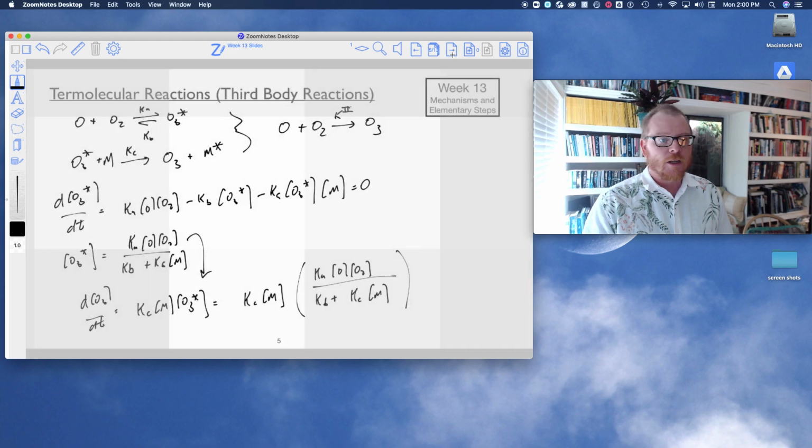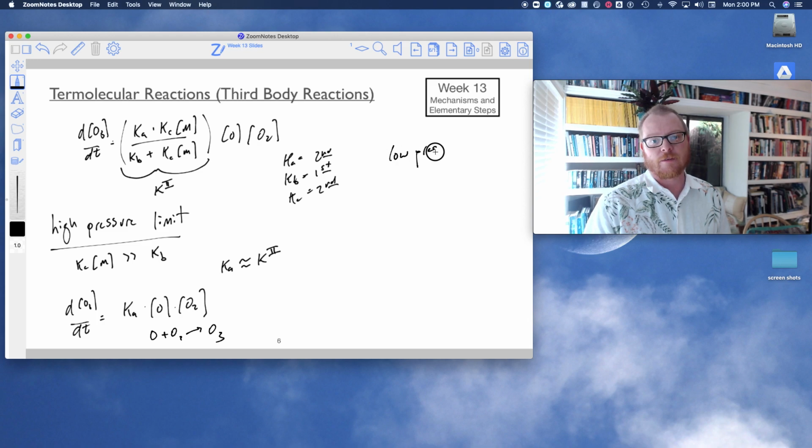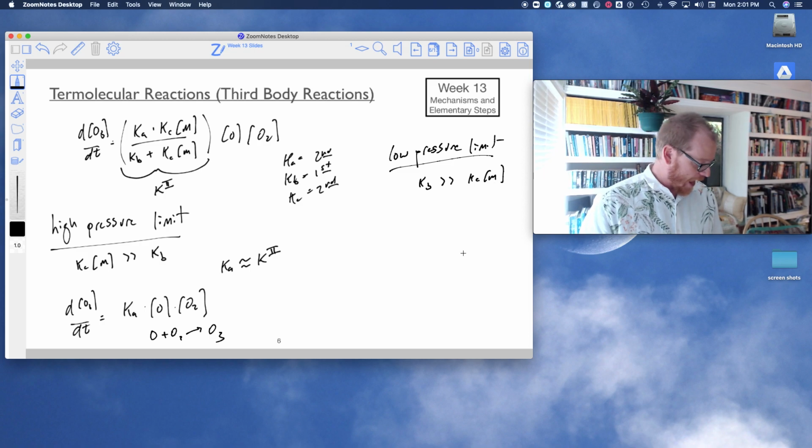Okay? So let's see here. Under the high pressure limit, yes, the reaction just approaches that of, I'm going to rewrite this under my high pressure limit right here. Okay, so it's just looking like O plus O2 goes to O3. Okay, so what about under the low pressure limit? Well, under the low pressure limit, M is very small, and thus now the opposite case, Kb is much greater than Kc times M.